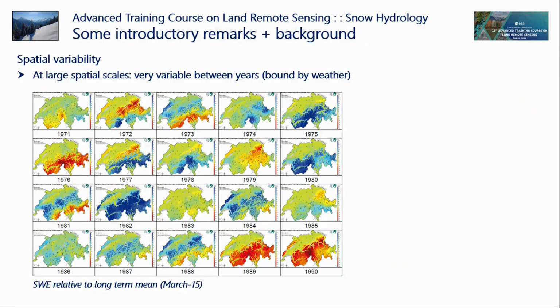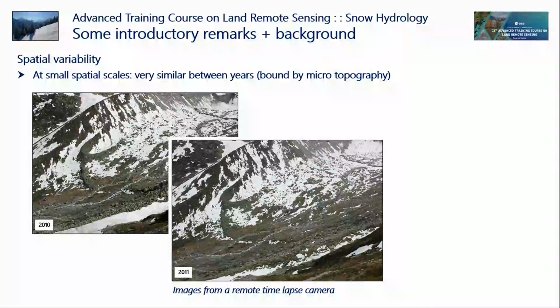Now let's go to the other end of the spatial scales and look at 2 consecutive years at very small scales. These are images from a remote time-lapse camera, taken on a similar date in 2 years, and you see that those patterns are almost identical. The reason is that the processes that lead to some areas having later snowmelt than others are bound by microtopography, and the microtopography doesn't change as weather does from year to year. So you have a change in between-year variability at different scales.